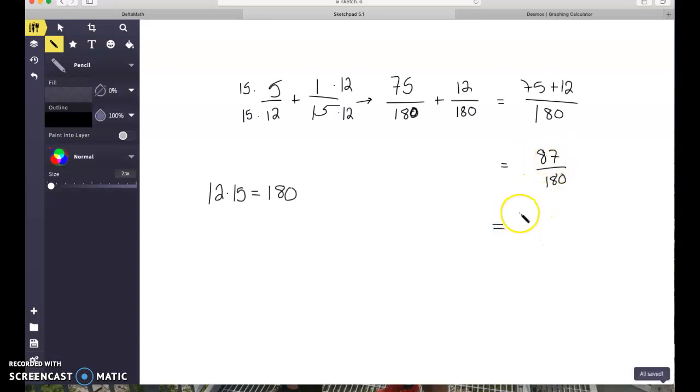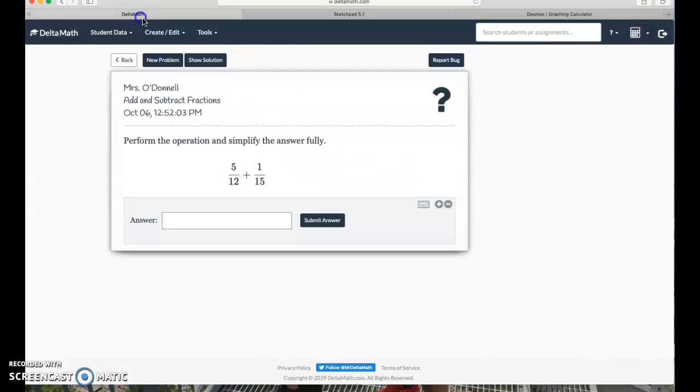So 87, I know that divides by 3. 87 divides by 3. That gives me 29 over 180, which also divides by 3 to give me 60. Oh, sorry, my mouse again. To give me 60. And let's see here, 29 and 60. I think 29 is prime. Yeah, so I think that would be our most reduced fraction. Okay, so 29 over 60.